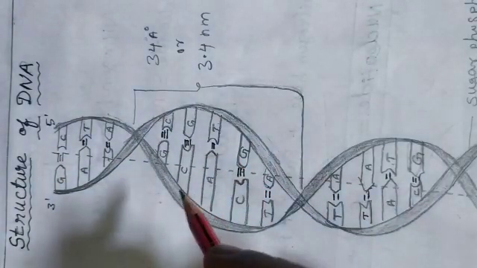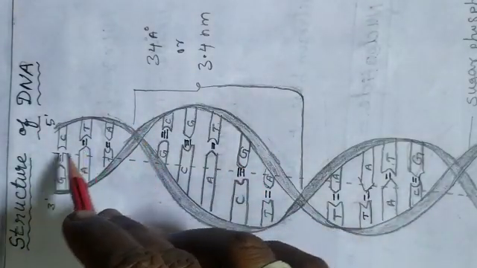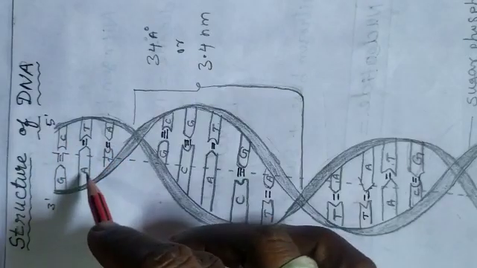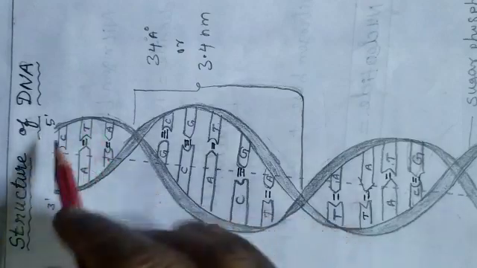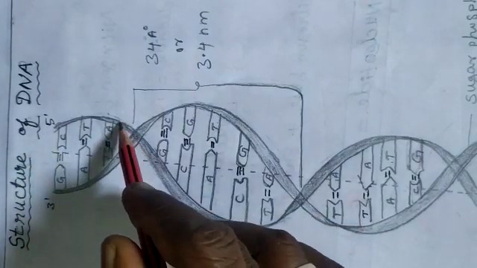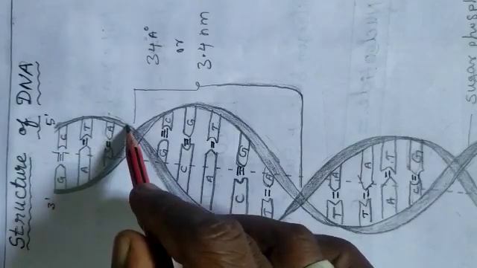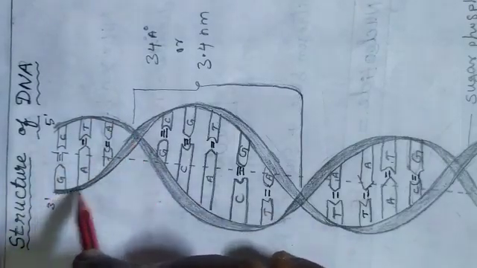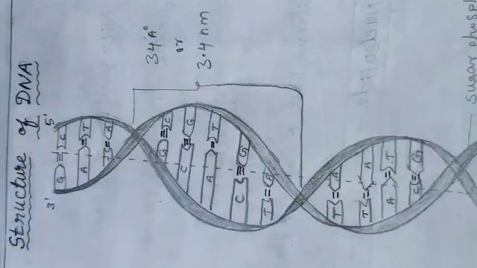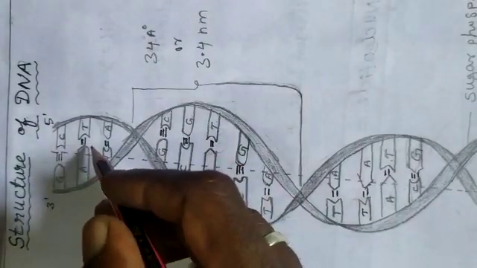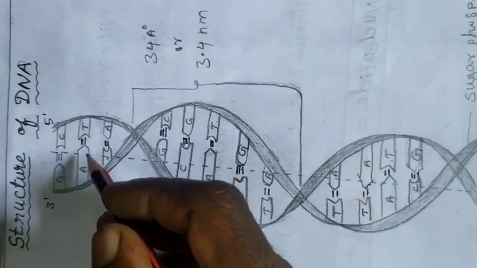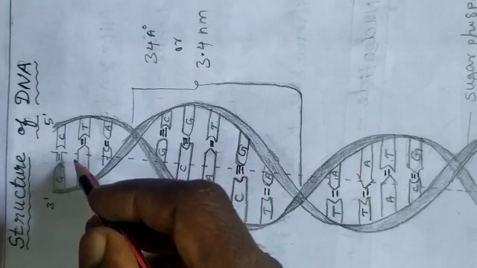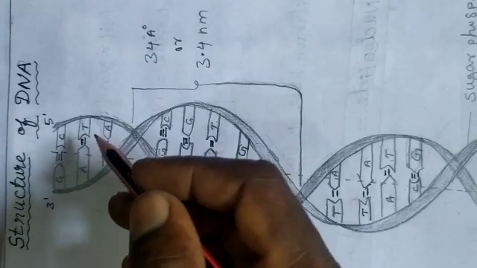The nitrogenous bases are in the center. This is guanine, cytosine, adenine, thymine. These nitrogenous bases are linked to sugar and phosphate groups here and here. The nitrogenous bases in the center are linked to sugar phosphate units which form the backbone of DNA, the backbone of sugar and phosphate.